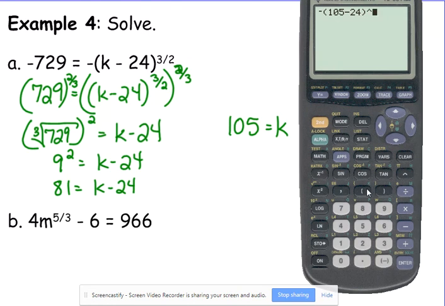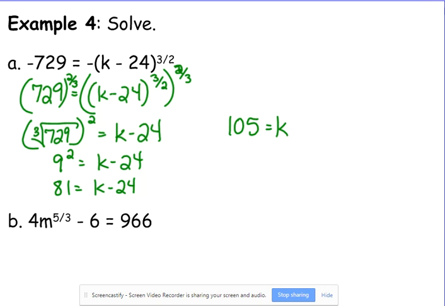As we are used to our answers being smaller, that's not to say that they can't be large numbers, but most of the time our answers are smaller, but it does check out. Okay, so 105 is the answer.